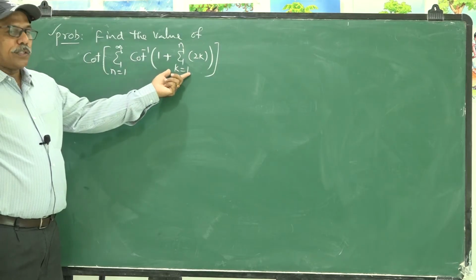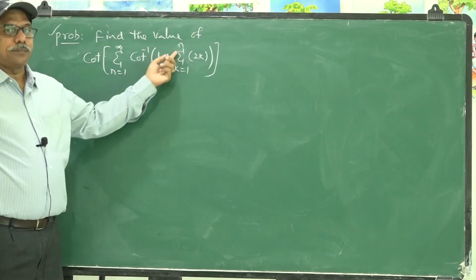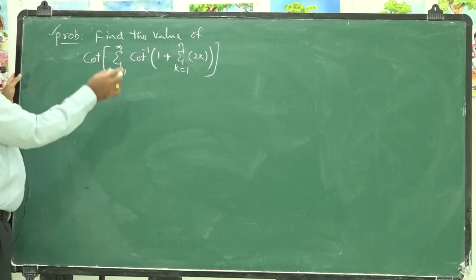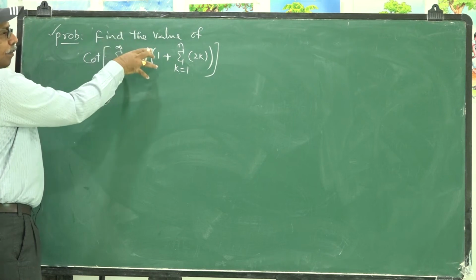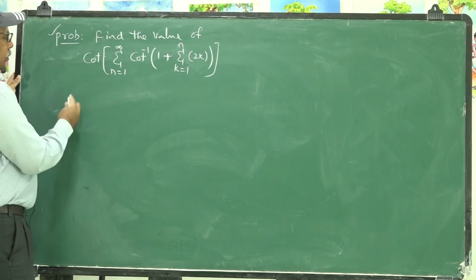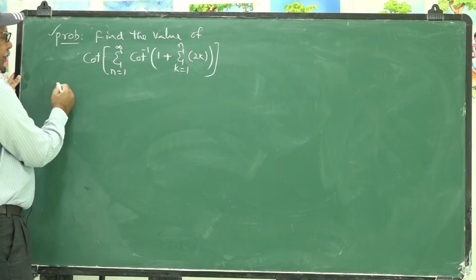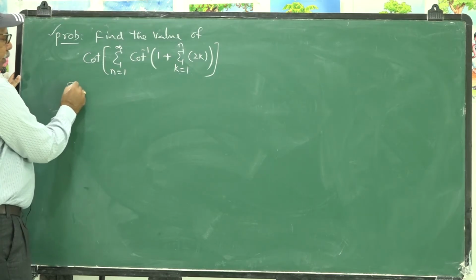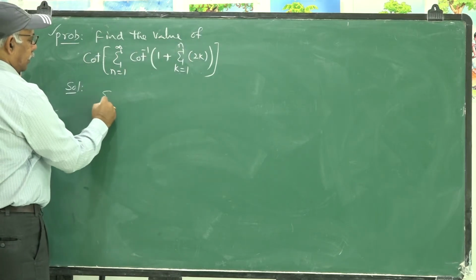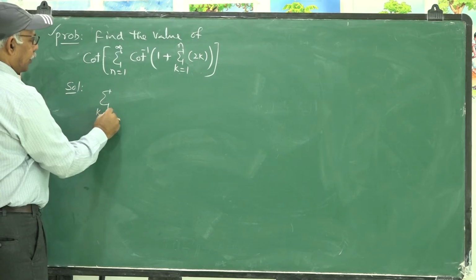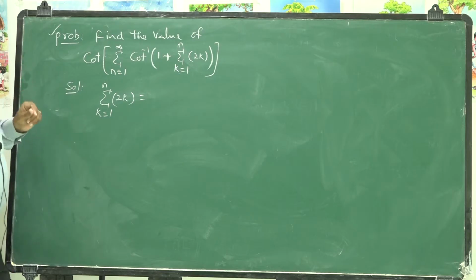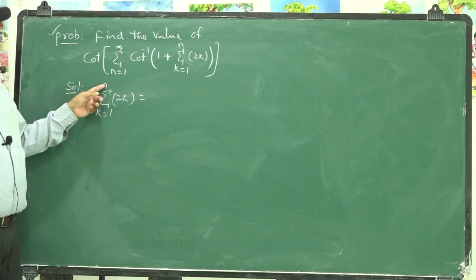So at first evaluate this summation, sigma k equal to 1 to n 2k, and then evaluate this summation. For that value you have to apply cot. That is the procedure to solve this problem, to find the value. So for that find the sum sigma k equal to 1 to n 2k here.